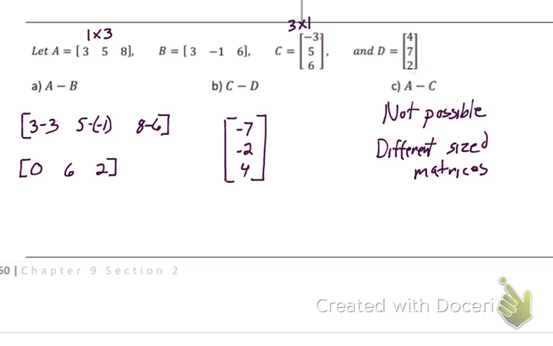That's why it's not possible to add those. They don't have corresponding elements. In fact, the only corresponding element they have is the 3 and the negative 3, because those are technically in the same position. They're top left. But this is still in row 1, this is now in row 2, so they are not corresponding elements. Be on the lookout for those. Be on the lookout for ones that you can't add or subtract. That is in the homework.